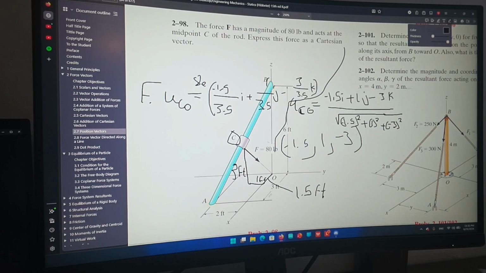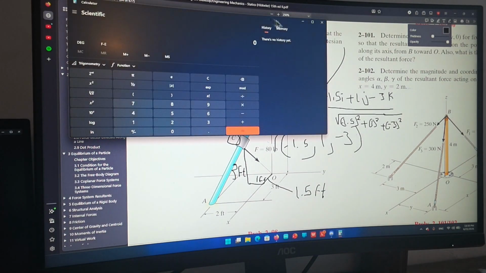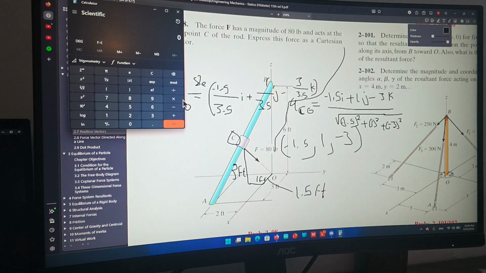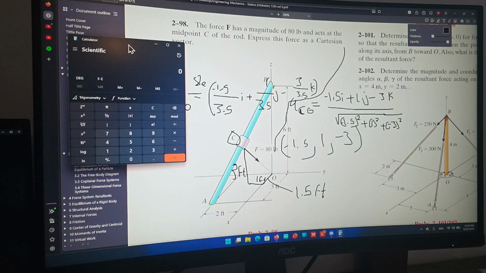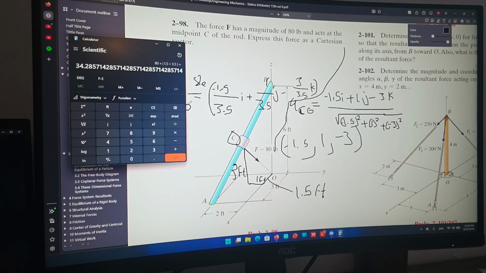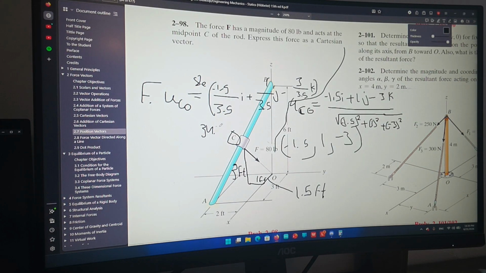So for these values, we said 80 times, in brackets, 1.5 divided by 3.5. That is 34.29 or 34.3. That is 34.3i, and that is negative. This is the F from C to O, the Cartesian form.